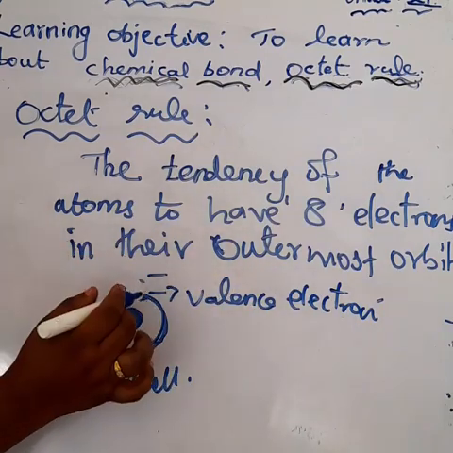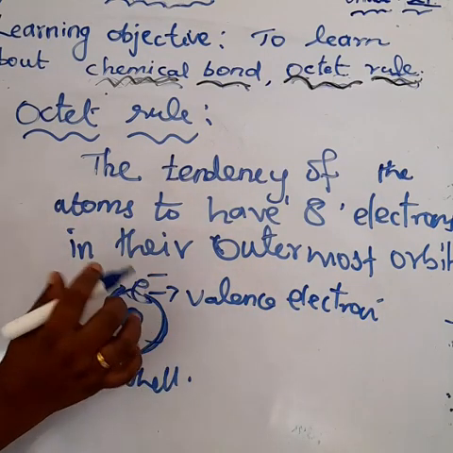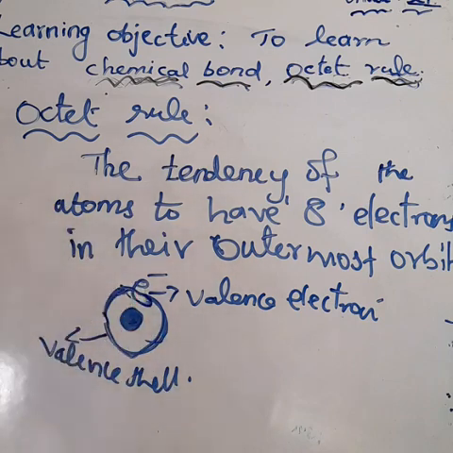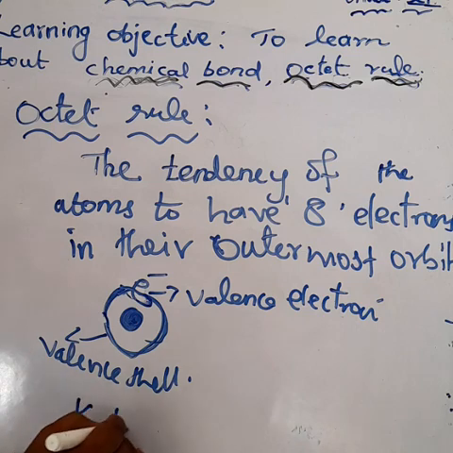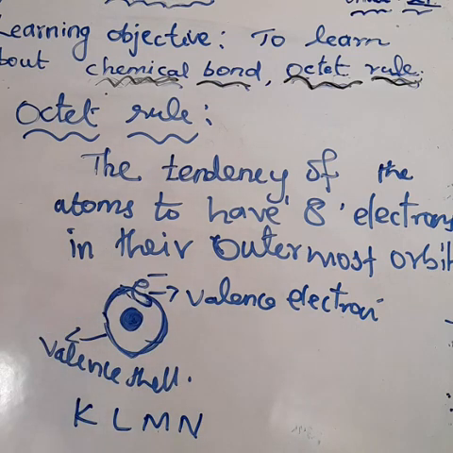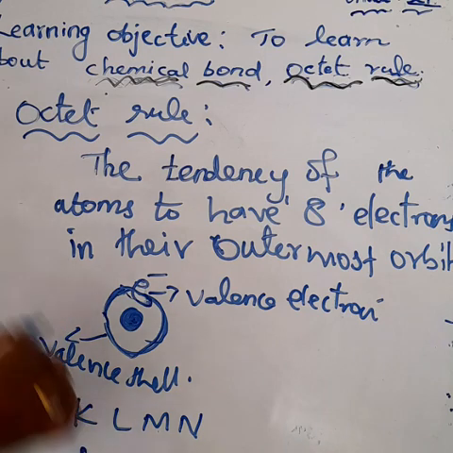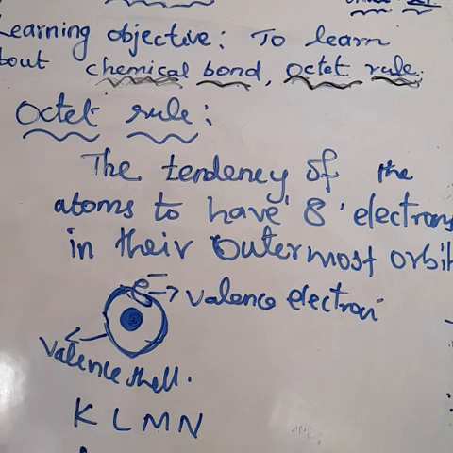Students, remember this, very very important. What do you mean by valence electron or valence shell? The electron present in the valence shell is called valence electron. Okay, you know about that. There are 4 orbits, K, L, M, N. Already we studied about that. A total of 2 electrons can occupy the K shell, 8 electrons can occupy the second orbit, 18 electrons the third orbit, and 32 electrons the fourth orbit. Already we studied about that.